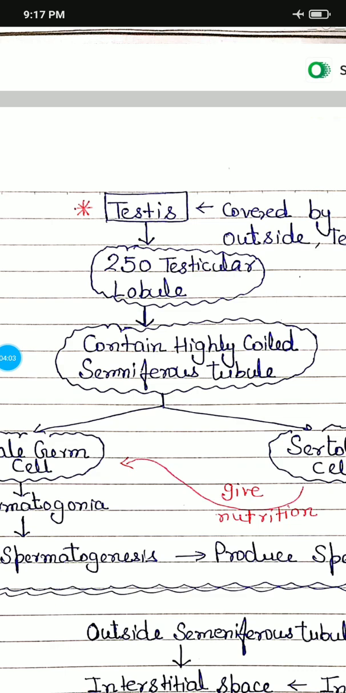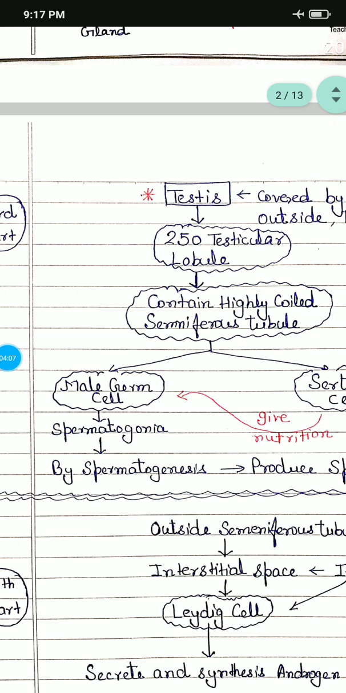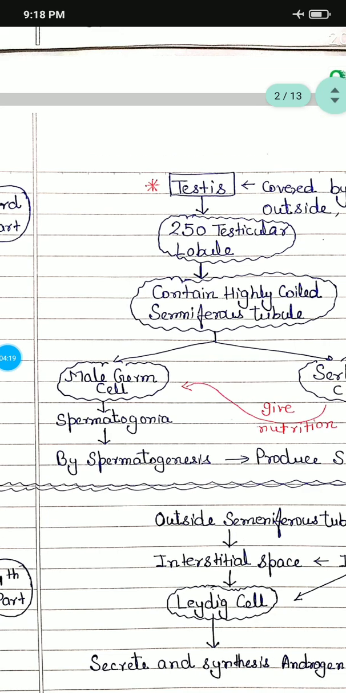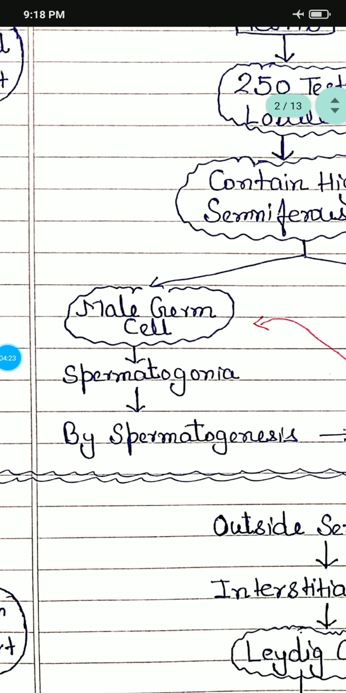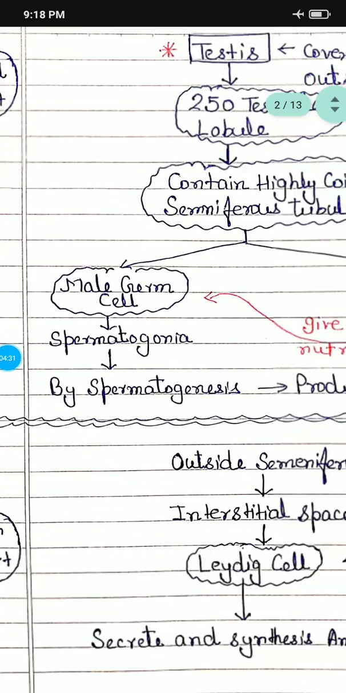Inside it, seminiferous tubules are there. Now these seminiferous tubules are actually made up of two types of cells. One is the male germ cell, another is the Sertoli cell. The Sertoli cell gives nutrition to the male germ cell, and this creates a process, spermatogenesis, and because of this spermatogenesis, spermatogonia are produced.